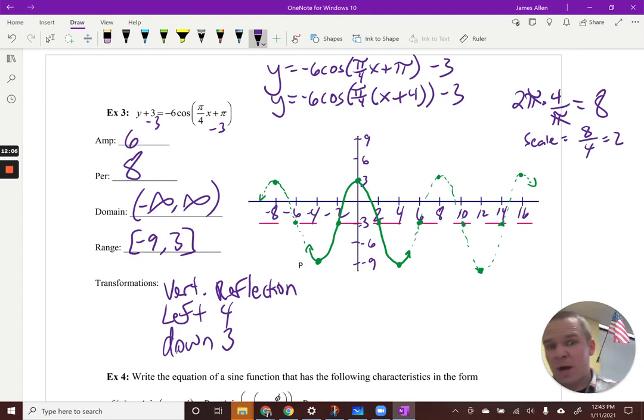Something just happened with this video where I paused and I didn't pause. I'm not sure. So just in case, we dashed out that graph there. You can see the solid green is 1 period, right? 8 is your period length. And then we got the dash for the rest of it.